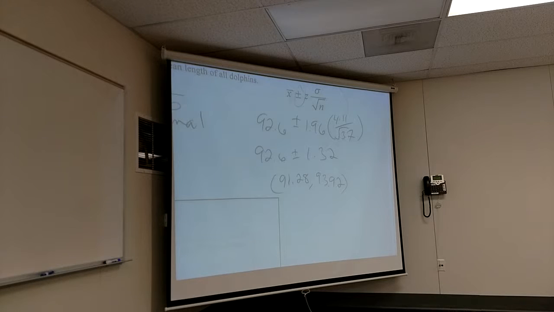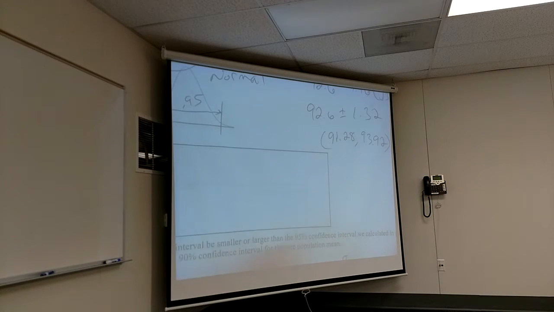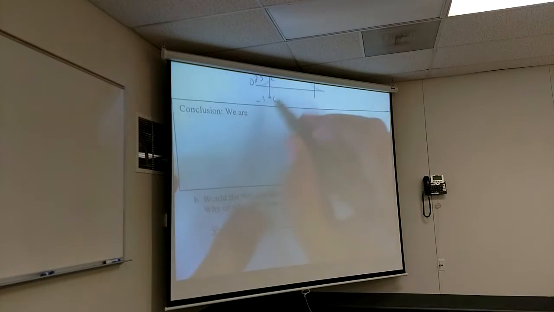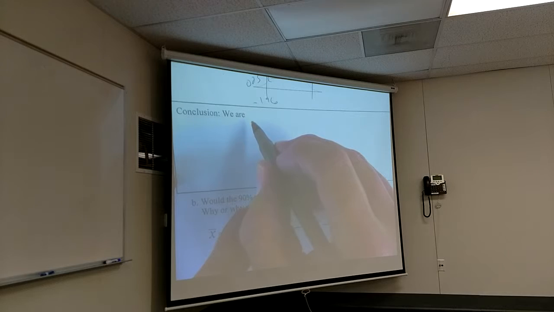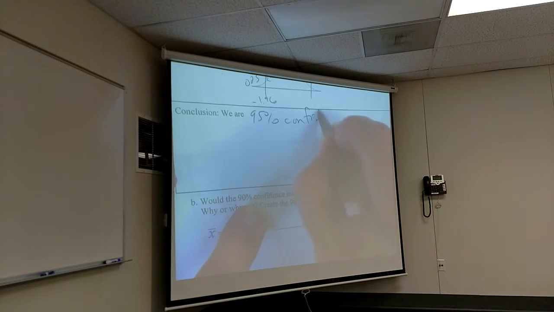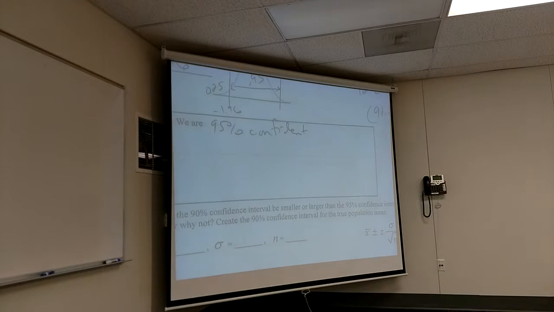Here's what I don't think I wrote the full statement out yet, so maybe you're not sure what to put in here. We are how confident? 95% confident. Now this is important. If I say that, you guys are like, no, this isn't important. This doesn't seem important, but it is very important. The semantics of how I say this.